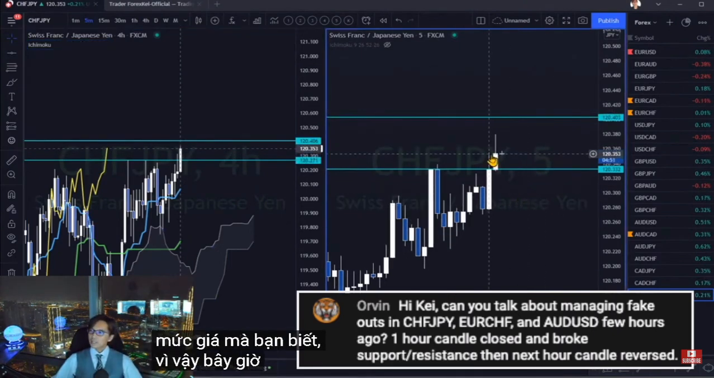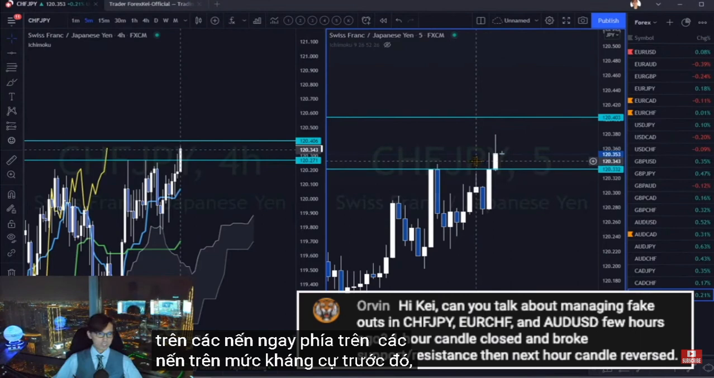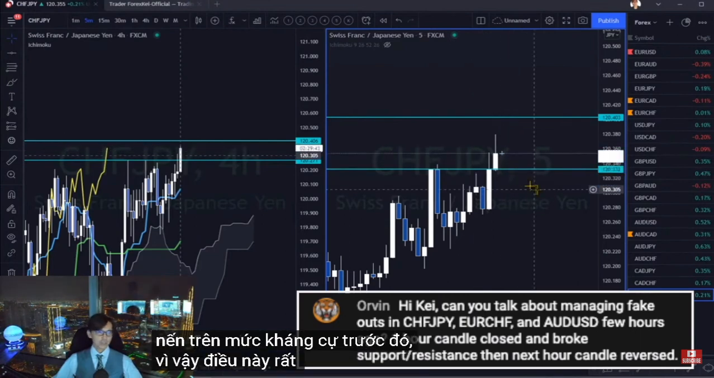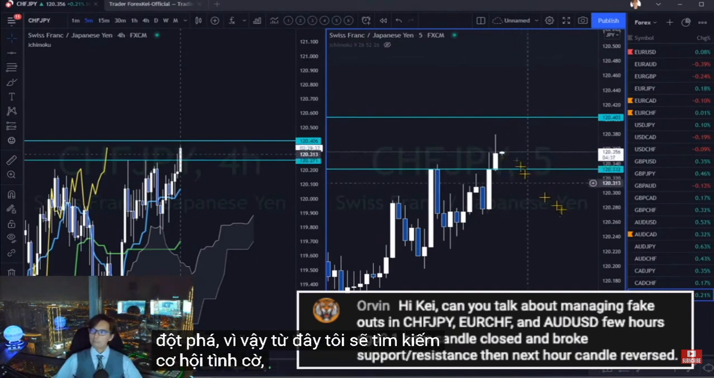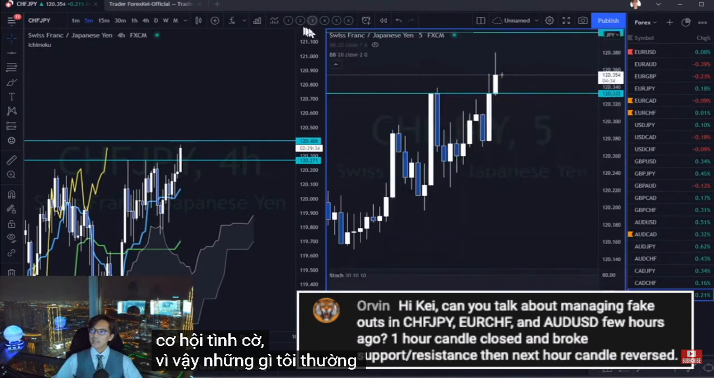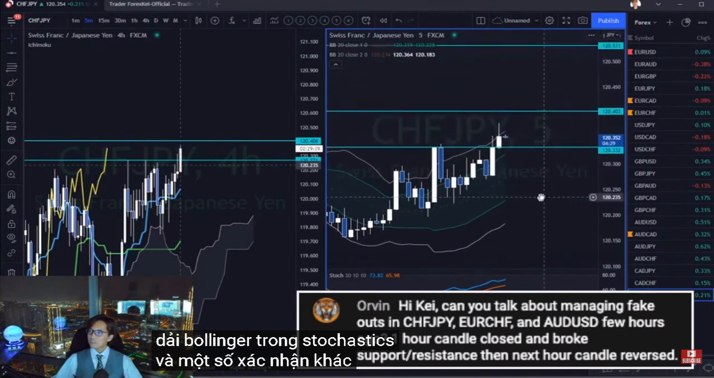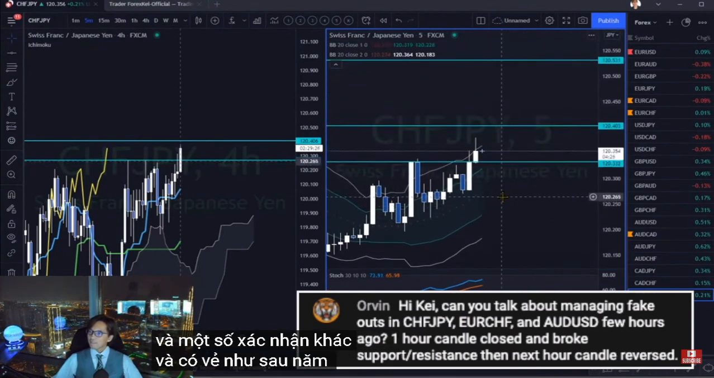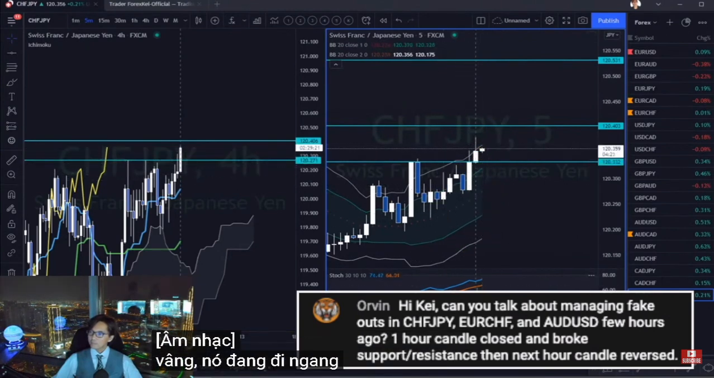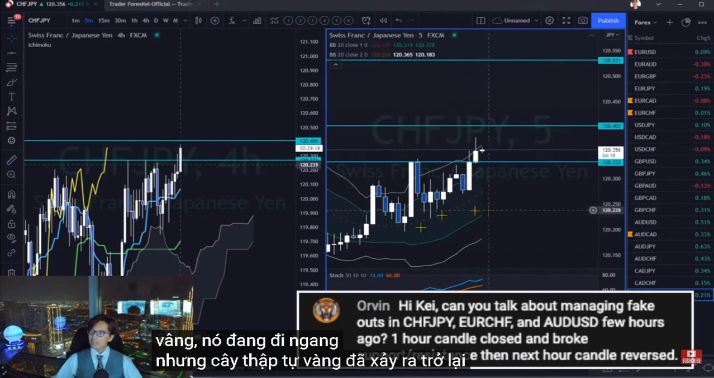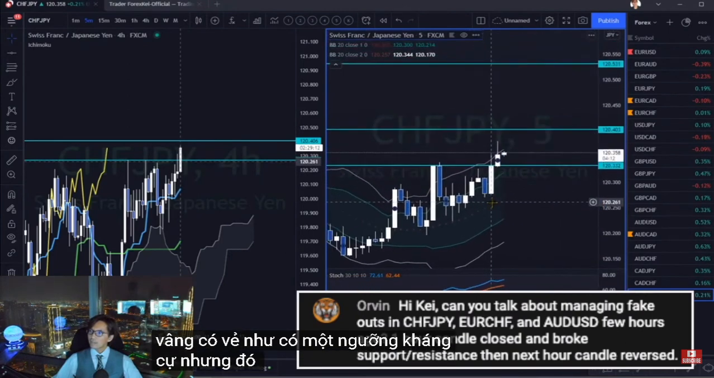Okay, so now in the 5-minute chart, the candlestick closed above the previous resistance. So this is good to go. This is the breakout. So from here, I will look for the buy chance. What I usually do is I take out the Bollinger Band and stochastics and some other confirmations. And it looks like in the 5-minute chart, yeah, it's been band walking, but the gold cross happened way back. And yeah, looks like there is a resistance breakout, but that's about it.